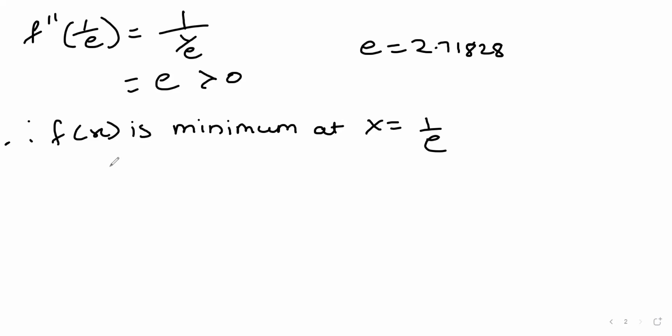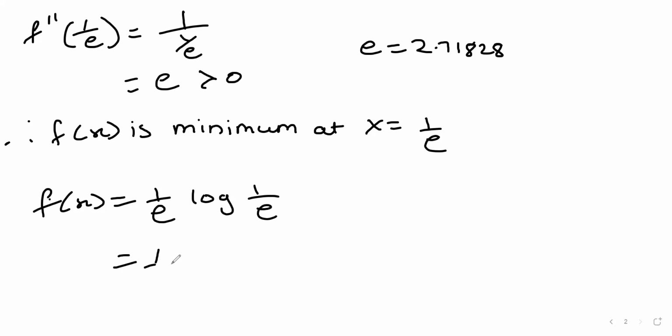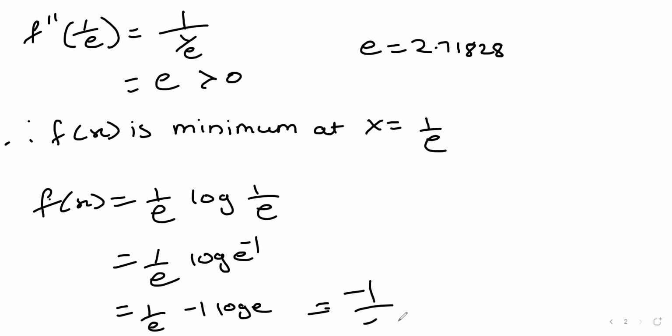And you can find out the minimum value by putting x is equal to 1 by e. So f of x is 1 by e log of 1 by e. You can find out this value. Log of 1 by e is 1 by e log e raised to minus 1. That will be 1 by e times minus 1 log e. Log e is 1. So the answer will become minus 1 by e. This is the minimum value, and it is minimum at x is equal to 1 by e.